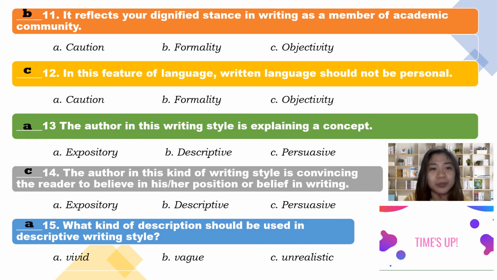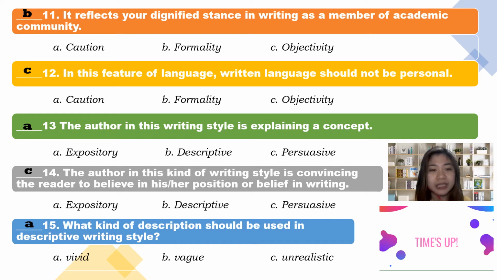So for number 11, the question is, it reflects your dignified stance in writing as a member of academic community. So the correct answer is letter B, formality. Number 12, in this feature of language, written language should not be personal. So the correct answer is letter C, objectivity. So number 13, the author in this writing style explaining a concept. So the correct answer is letter A, expository.